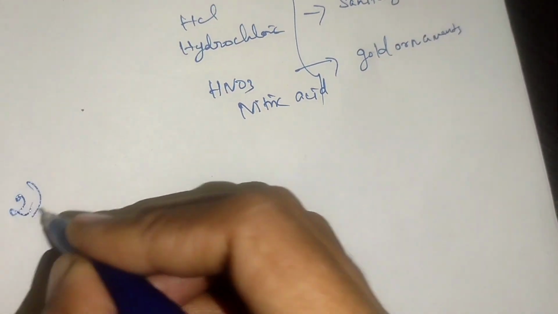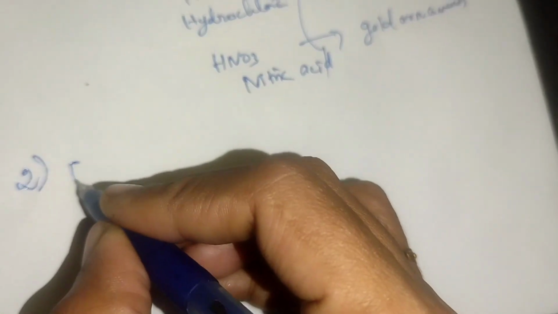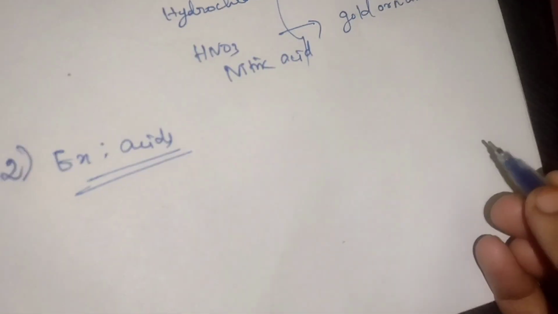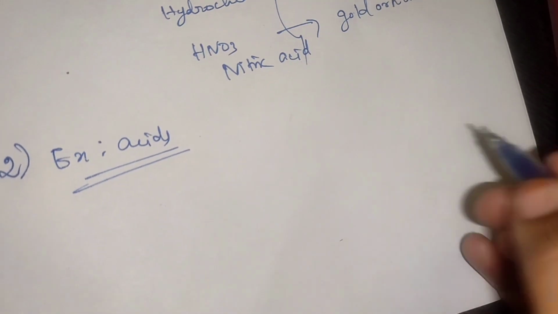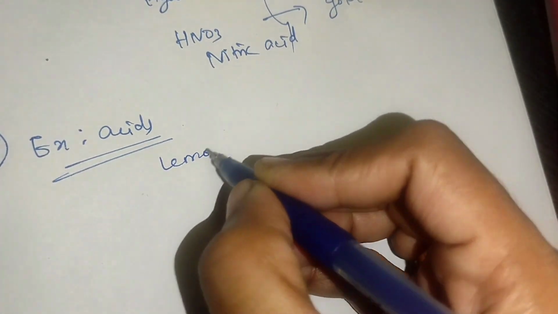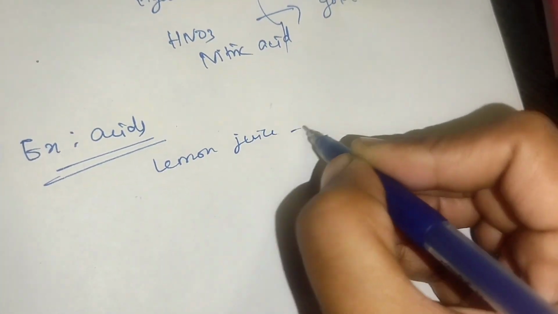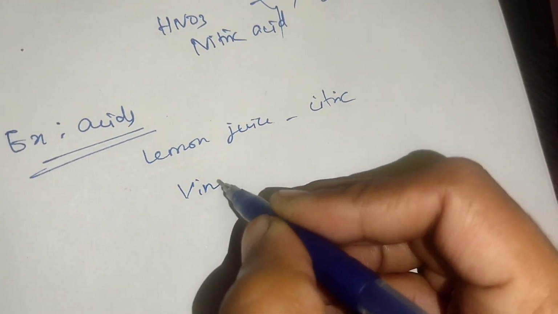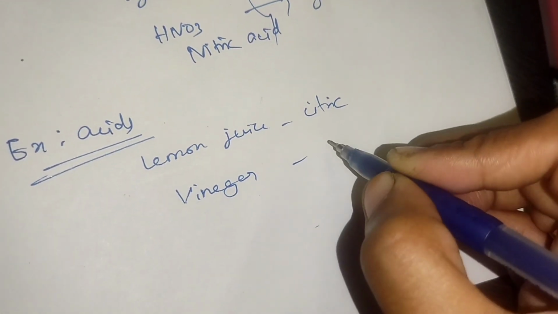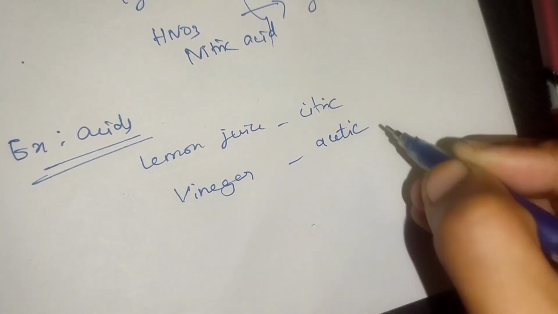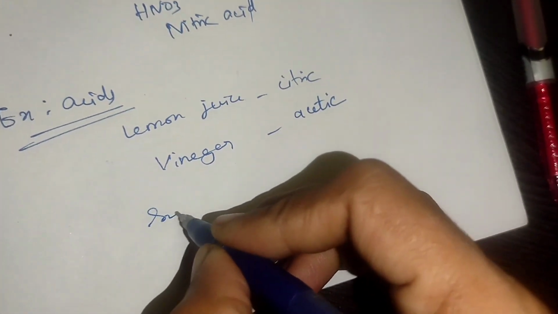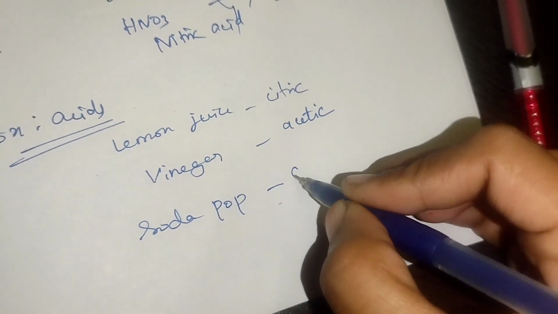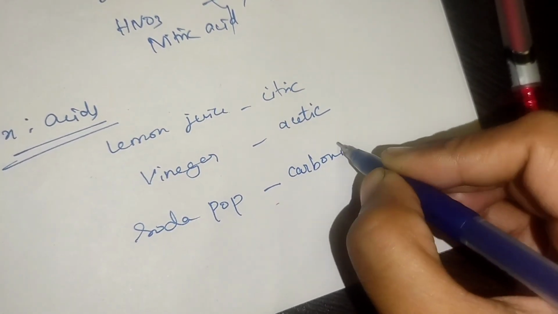And the next viva question is, give some examples of acids which are present in food. For example, lemon juice. In lemon juice, what acid is present? Citric acid is present. In vinegar, what acid is present? Acetic acid is present. Soda pop. In soda, what acid is present? Carbonic acid is present.